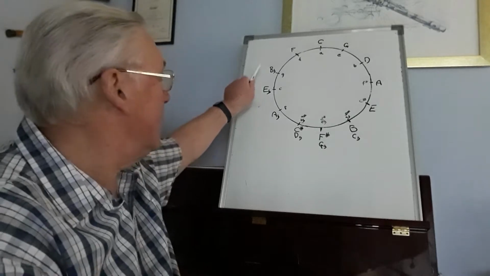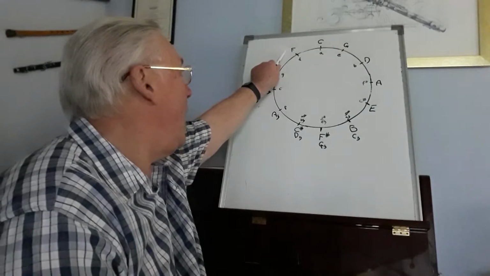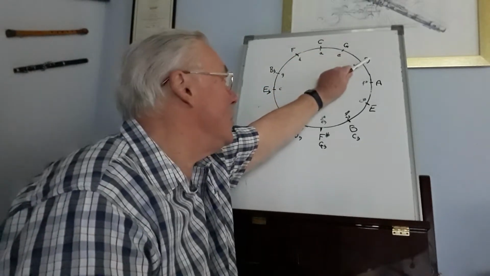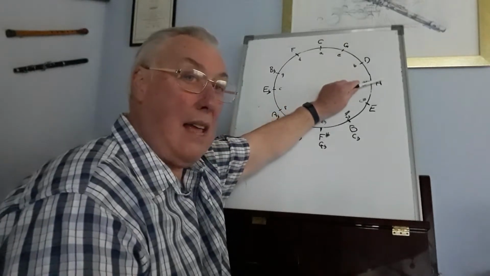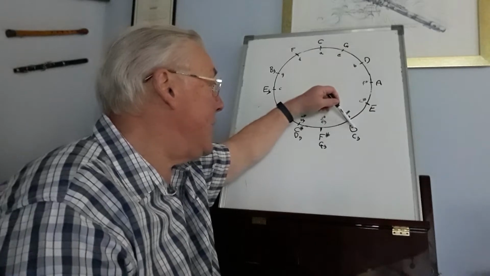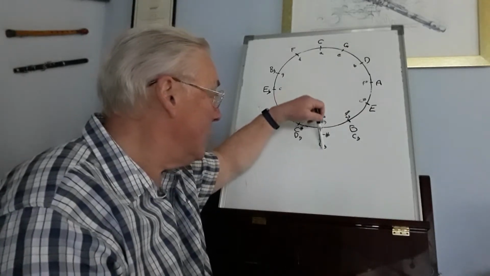The E flat gives you the B flat. B flat gives you F. F gives you C. C gives you G. G gives you D. D gives you A. A gives you E. E gives you B. B gives you F sharp. So you are back where you started at the G flat.